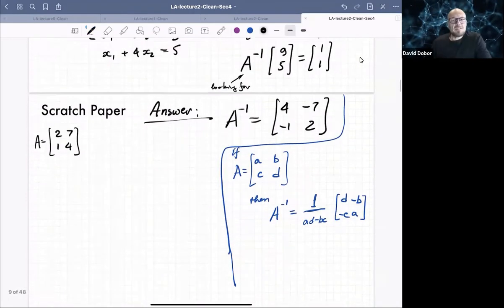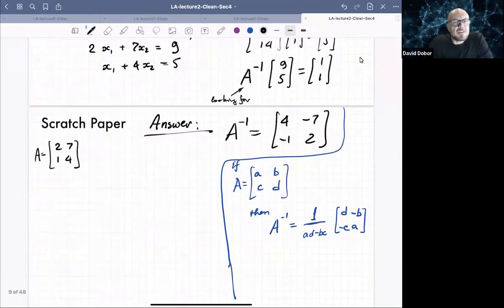So now, first of all, let's check that this is the inverse. Does this matrix that we just wrote down out of the blue, pulled out of a hat, is this the inverse? So, check.